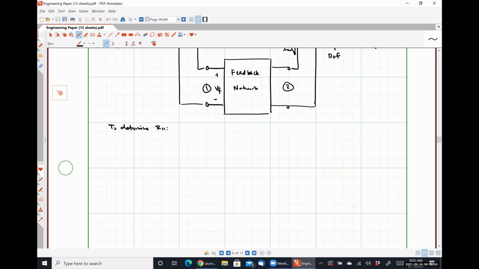So to determine R11, we have our feedback network. Here's port 1. Here is port 2. And we are going to look into port 1 with port 2 open circuited now.